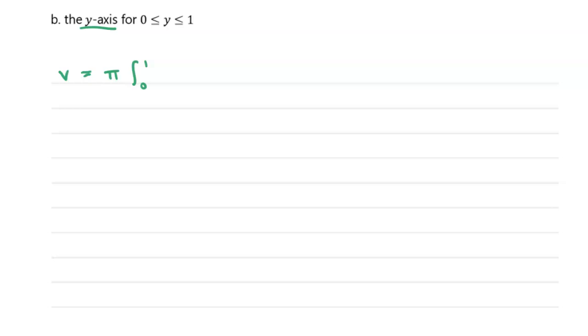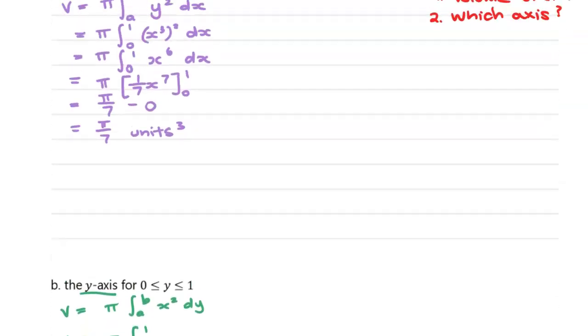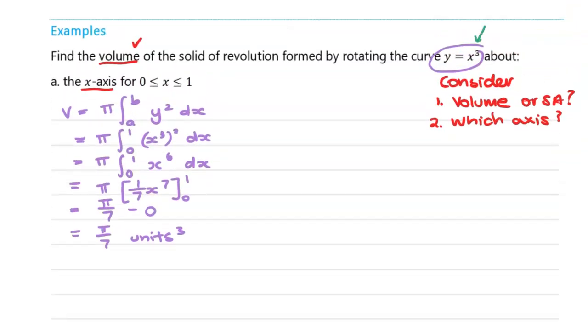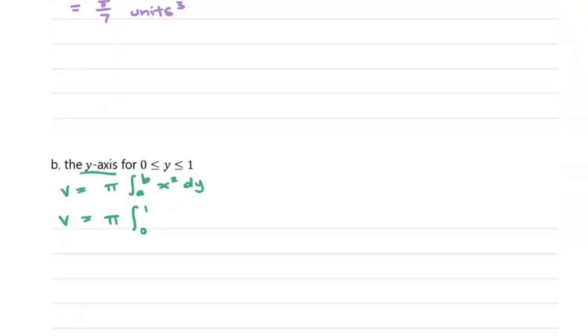And with this, I did say let's write the formula before we do it. Good job. A to B. And because we're doing it about that y-axis, we're going to do x squared dy. Now, a little extra work is required here, because remember, this was our equation, y equals x to the power of 3. However, we need an expression with x as the subject. So if we raise everything to the cube root, that means x is going to equal y to the power of a third.